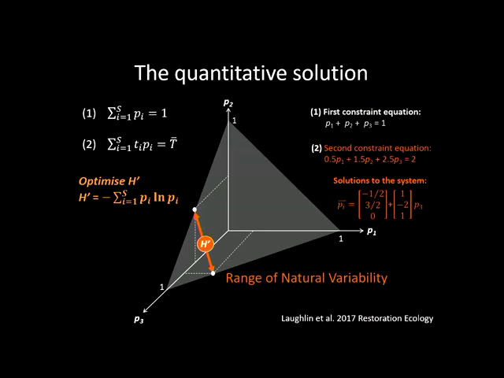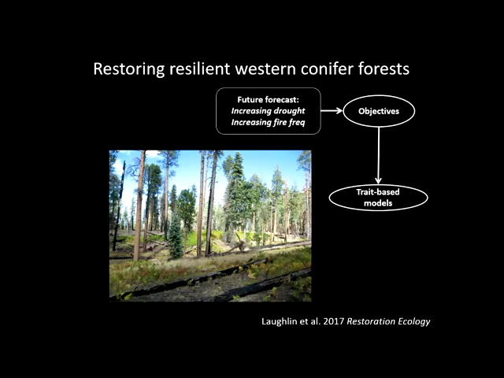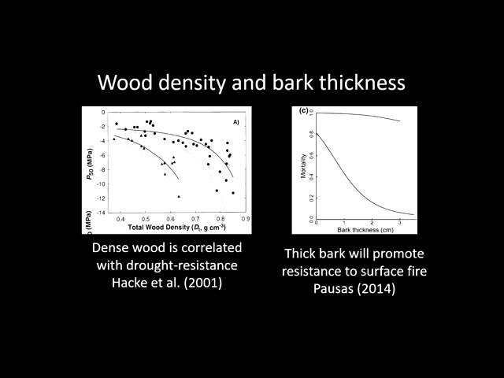Okay, so I talked about this morning an example where if we wanted to restore resilient western U.S. conifer forests, we can think about the challenges that we're facing. One of the challenges is increasing drought and increasing fire frequency. And if we can translate those challenges into looking at the traits that might lead to success in these future conditions, we can look to two traits in particular. One is wood density. Now, wood density has been correlated with a physiological trait called P50. P50 is the xylem tension at which 50% of your vessels become embolized.